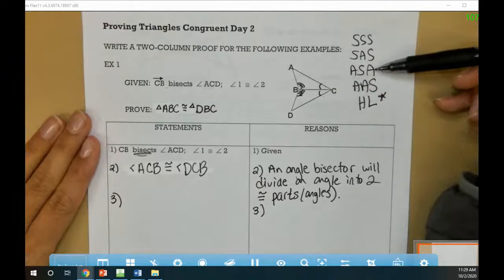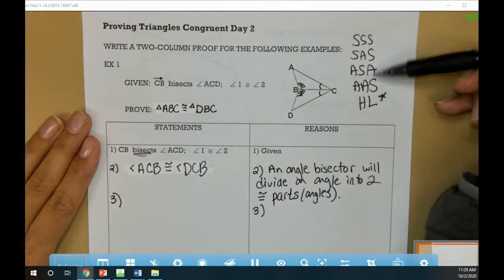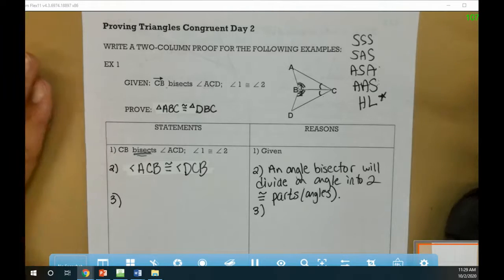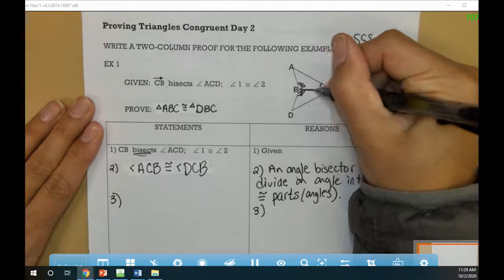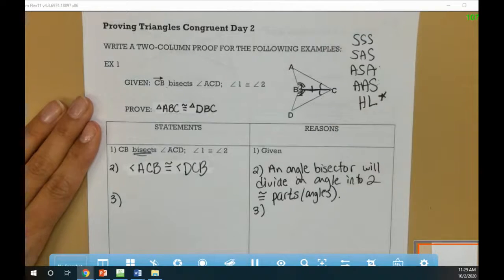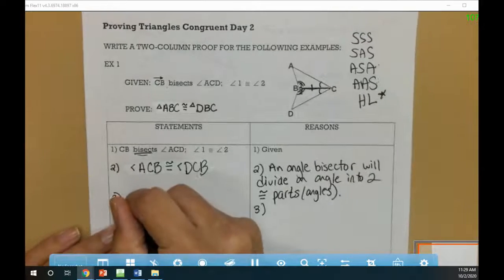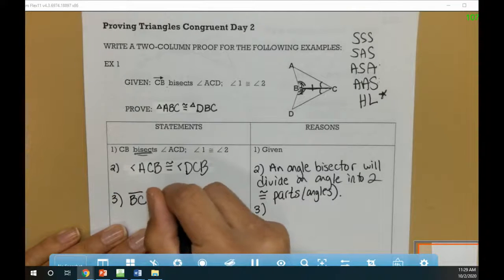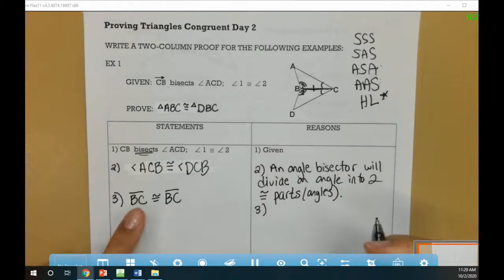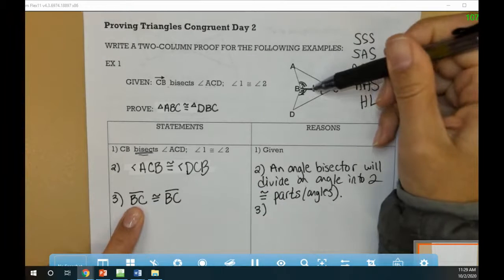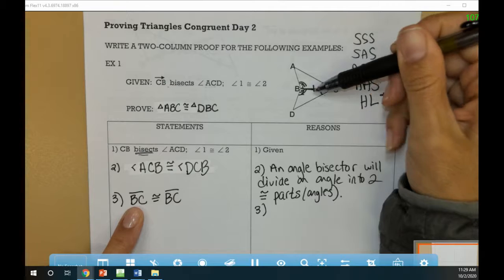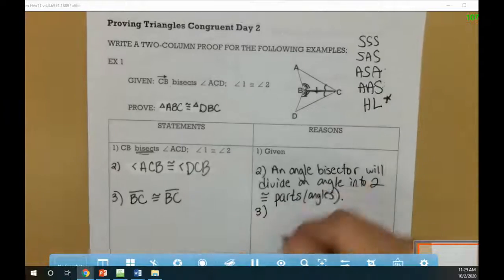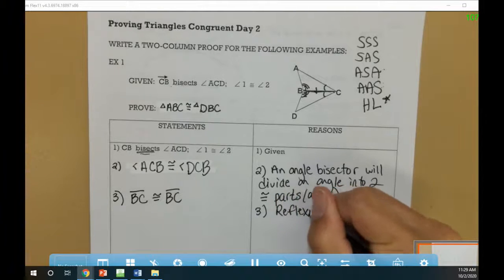So we have the possibility of doing angle side angle or angle angle side. So I'm looking to see which side I can prove to be congruent. And I notice that they share side BC. So I'm going to go ahead and mark that and list it in my proof. BC is congruent to itself. I'm talking about BC is a segment in the top triangle and BC is a segment in the bottom triangle. Anytime something is congruent to itself, it is the reflexive property.